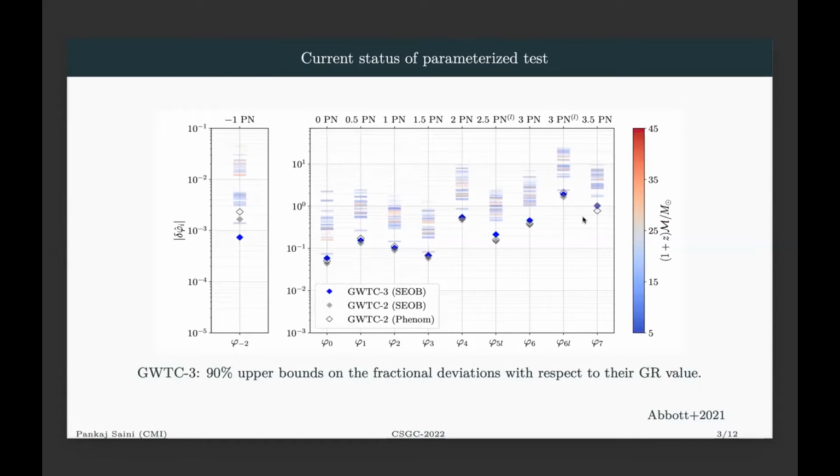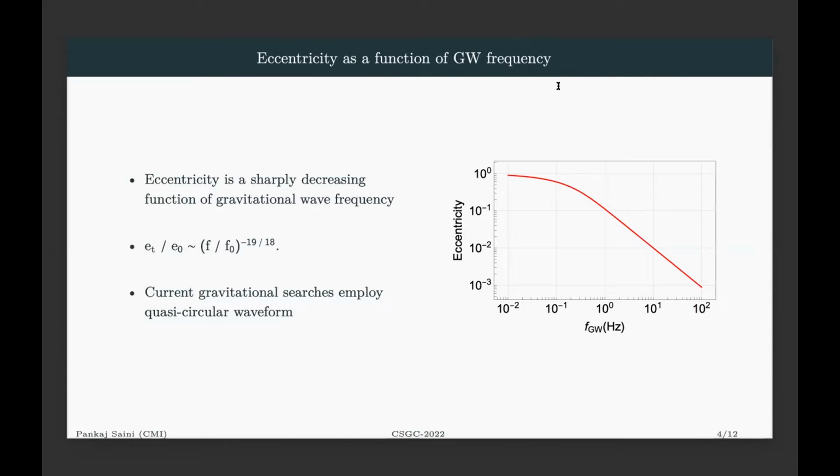In deriving these bounds, it was assumed that by the time the binary enters the frequency band of these detectors, the binary becomes circular. There is a good reason to believe that, because eccentricity is a sharply decreasing function of frequency. As I said, the gravitational wave extracts binding energy and angular momentum from the system. The loss of binding energy tends to shrink the orbit of the binary, whereas the loss of angular momentum tends to circularize the orbit. This circularization is very effective, as you can see from this figure.